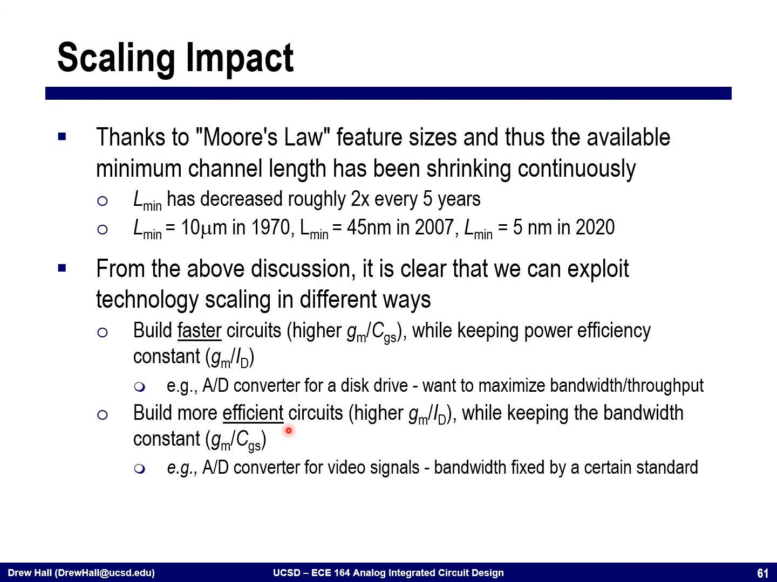It also means that we can build more efficient circuits that have higher GM over ID. And so the way to think about this is that for a fixed amount of bandwidth, I need less and less of that bandwidth when I go to a newer technology node, as a fraction of FT, and so that allows me to bias the transistor in deeper and deeper subthreshold. Okay, and so a good example here is when an A to D converter is fixed by a standard. For example, for video transcoding, there are specs on the transmission frequency, so I don't need to run the A to D converter any faster, but I would like to reduce the power consumption.